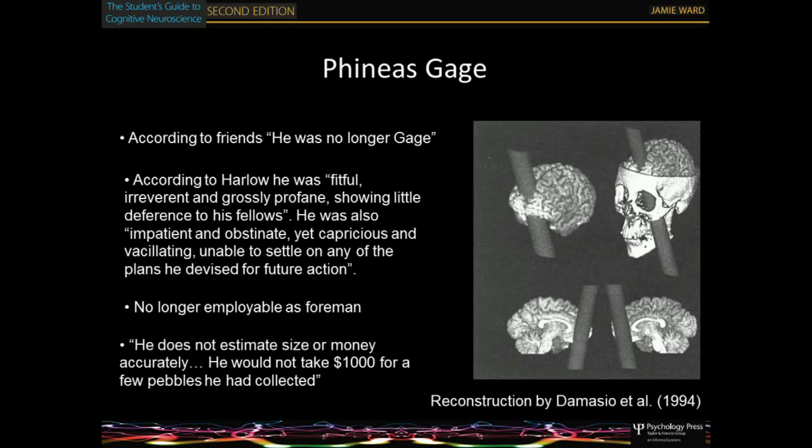He's indifferent to his friends and patients, and obstinate. Poor, unable to plan his life, so not employable, not reliable. He's probably numerate, but then values things in odd ways. So, you know, he was interested in a collection of pebbles and wouldn't sell one for $1,000. And this is your classic frontal lobe syndrome, if you will, of having these poor decisions, unable to organise your life and so on. But as we'll see, the situation's a little bit more complex than that. But by and large, this is when people say, oh, that's frontal lobe damage.